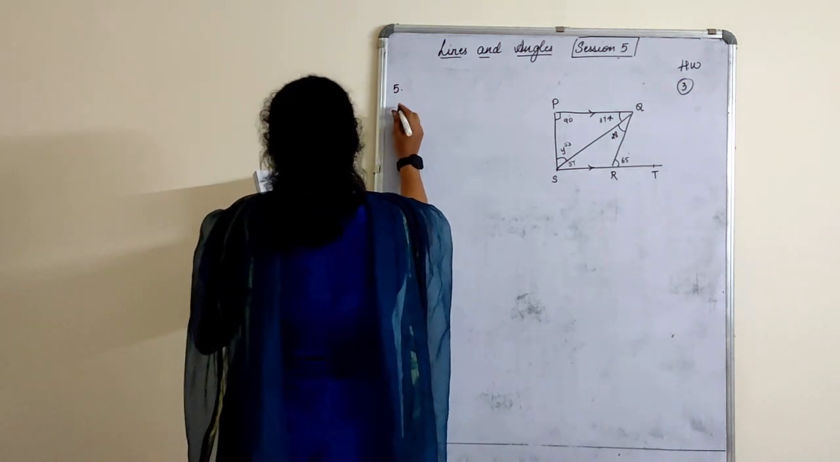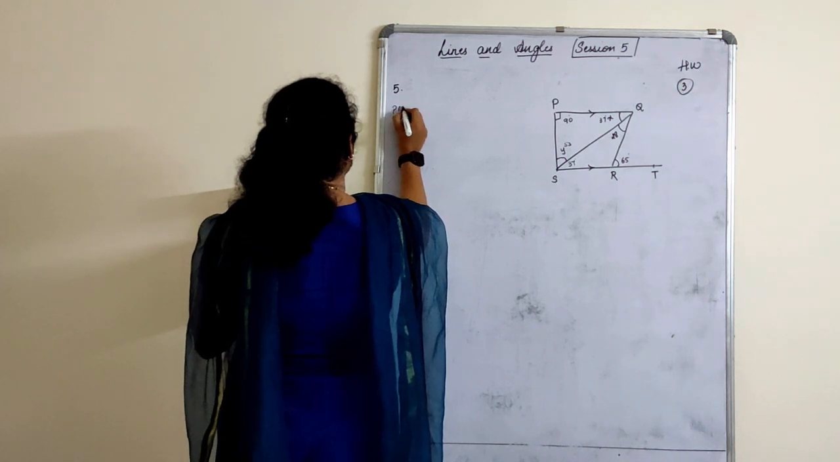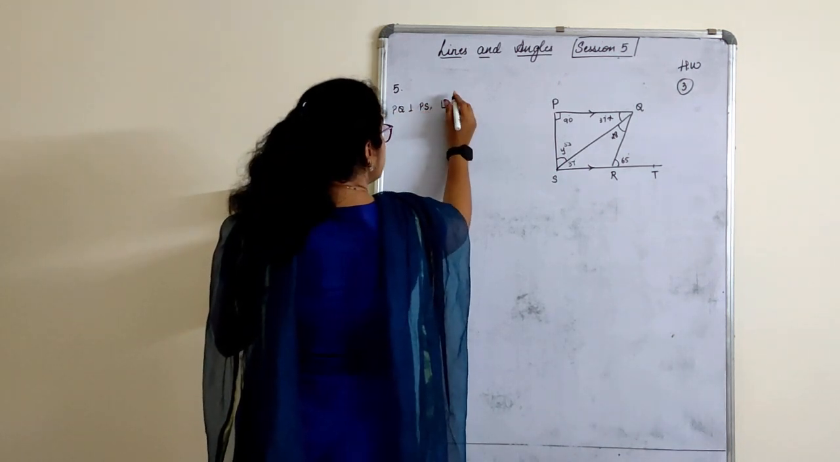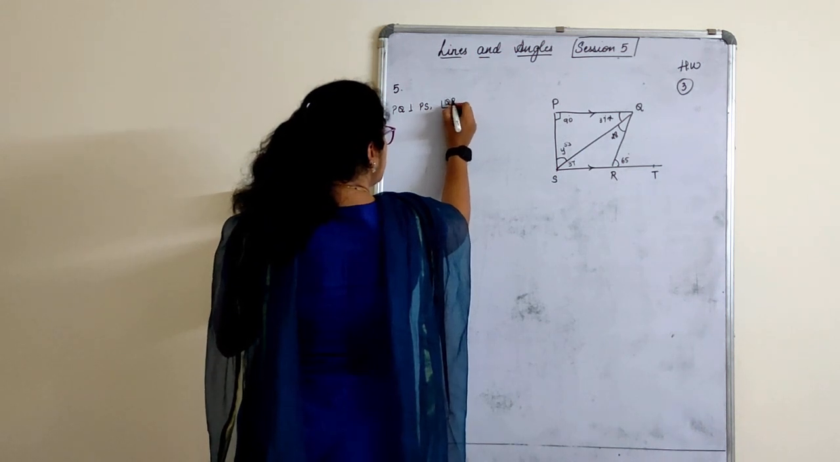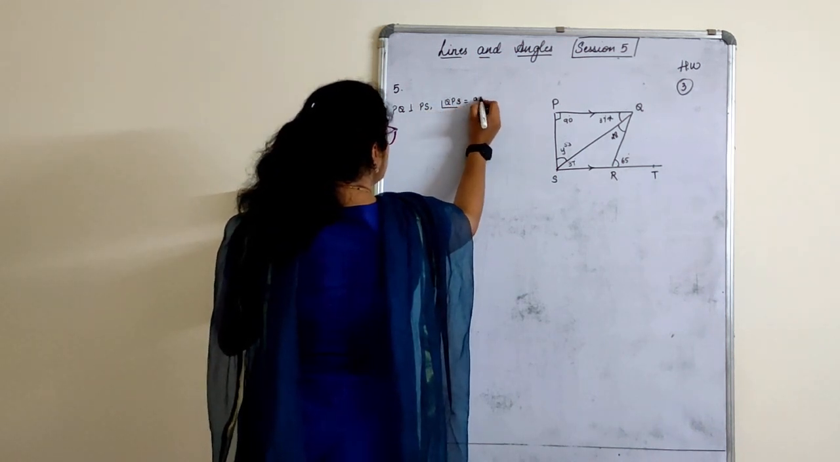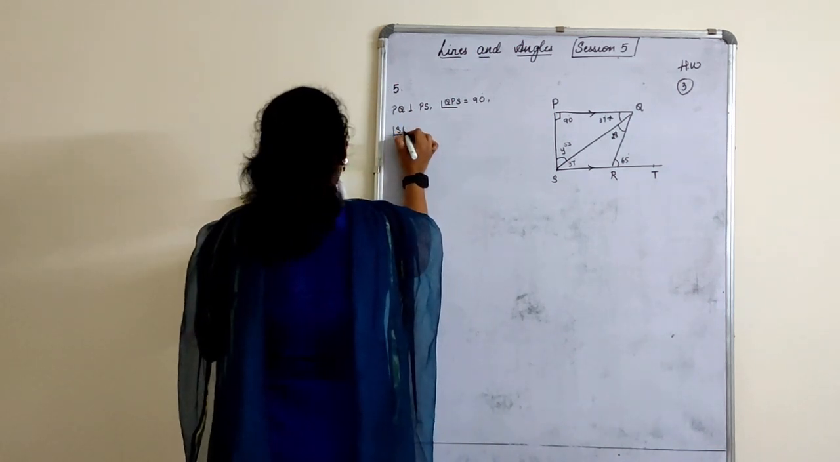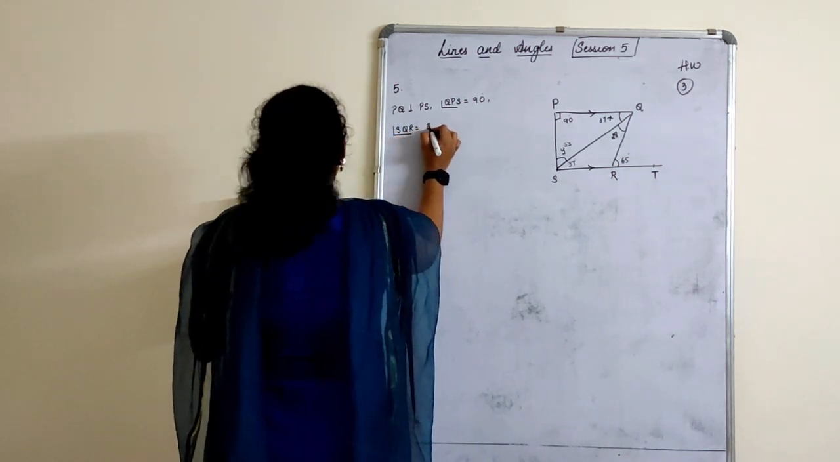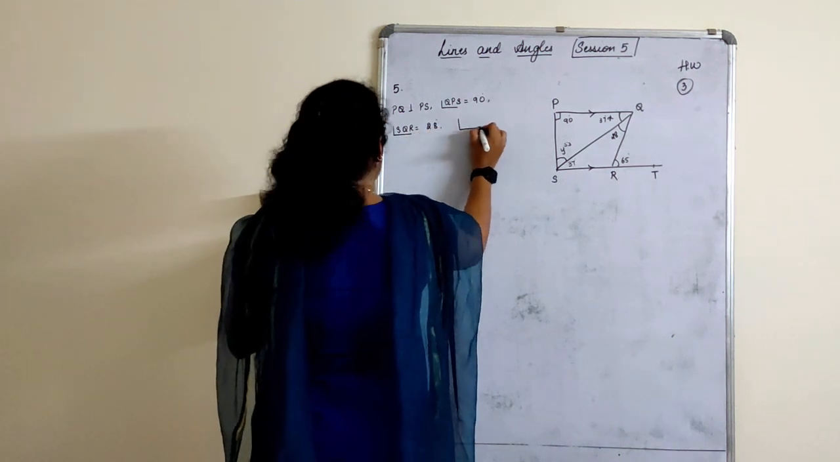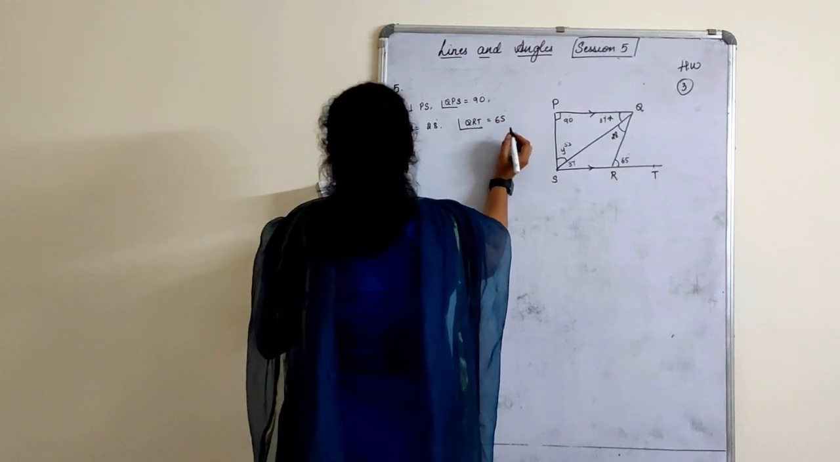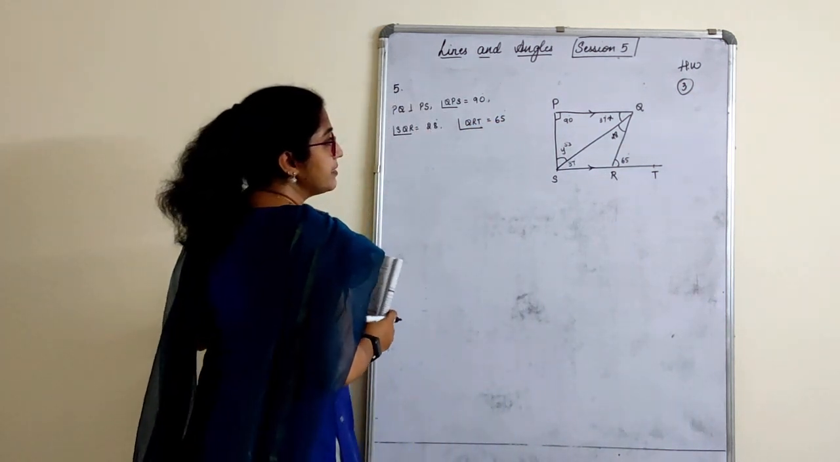So let's write what is first of all given. PQ perpendicular to PS, that means angle QPS is equal to 90 degree. Okay. Next, angle SQR is equal to 28. Angle QRT is equal to 65. Find the values of X and Y.